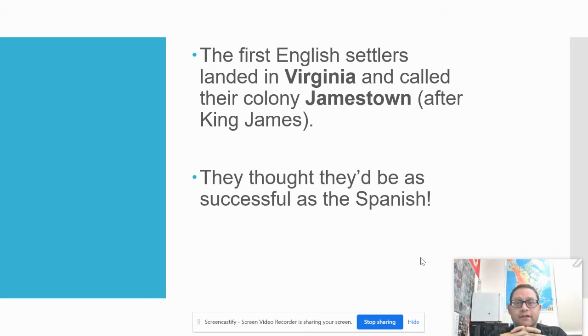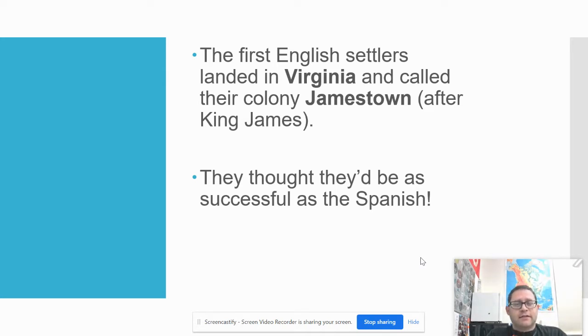The first English settlers, they landed in Virginia. As you can see, it is bold, which means that you should highlight it. And they called their colony Jamestown, which is after King James, King James of England. Once again, bold, make sure you highlight it. And the English thought they would be just as successful. That was a tongue twister. They thought they would be just as successful as the Spanish.